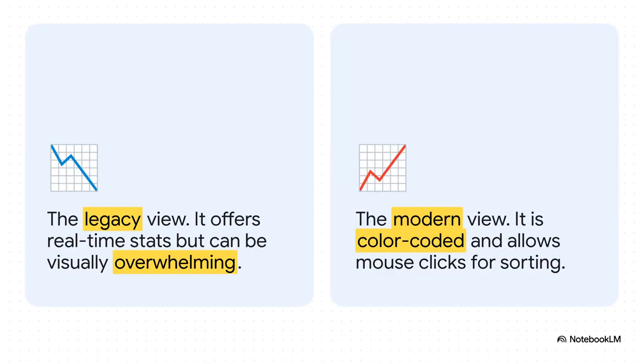Now, to see what's currently chewing up your CPU, you've probably used the legacy command top. It gives you real-time stats, and you can sort it with keyboard shortcuts. But let's be honest, it can be a visual nightmare. Modern DevOps engineers, we usually reach for htop. It does the same thing, but it's beautifully color-coded and you can actually use your mouse to click and sort. It makes visually tracking down that massive process tree so much easier.